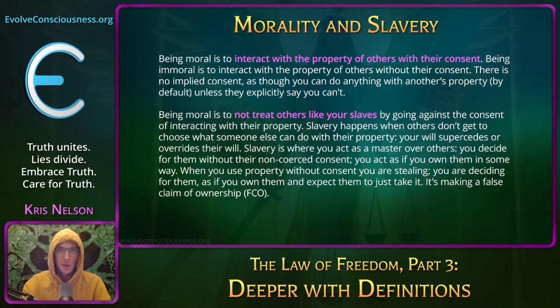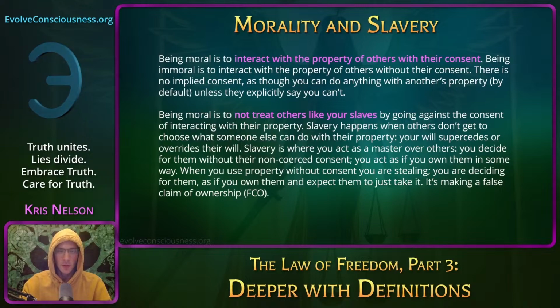And to do something, you have to gain consent. They have to agree to it. Being moral is to not treat others like your slaves by going against the consent of interacting with their property. Slavery happens when others don't get to choose what someone else can do with their property. Your will supersedes or overrides their will. Slavery is where you act as a master over others. You decide for them without their non-coerced consent. You act as if you own them in some way.